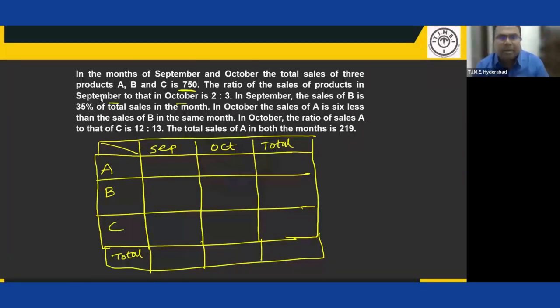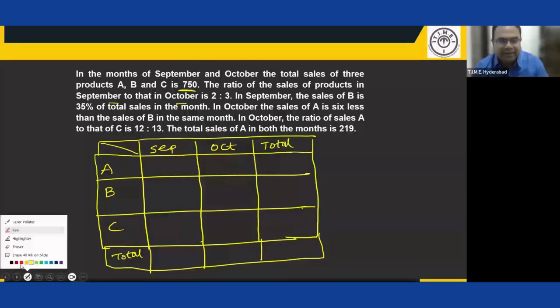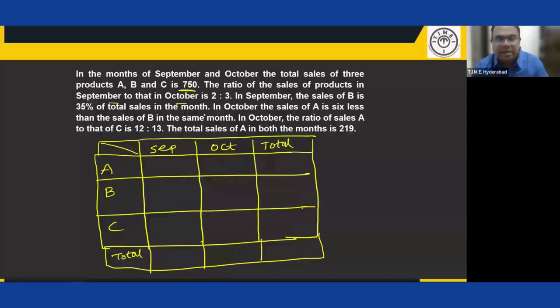We know the total sales is 750. September to October is in the ratio of 2:3, so 5 parts is 750. 750 by 5, each part is 150. So 150 into 2 is 300, and 150 into 3 is 450. September sales of B is 35% of total sales in this month. So 35 by 100 into 300 in September. 35 into 3 is 105.